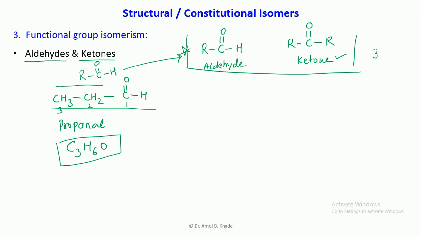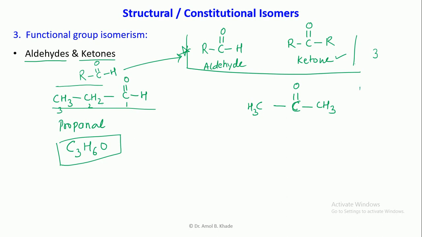Is it possible? Check. In both structures we have a keto group. So the keto group is common, C double bond O, the carbonyl carbon. So I can attach one CH3 on this side and another CH3 on this side, because it is R C double bond O R. So it requires a minimum of 3 carbons, out of which one carbon will be the carbonyl carbon or carbonyl group, and the other CH3 I can write like this.